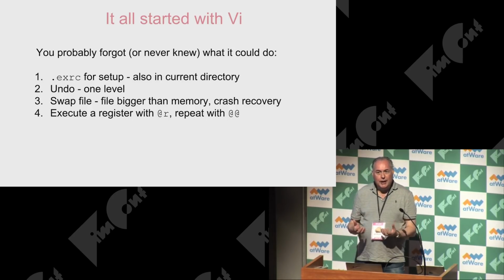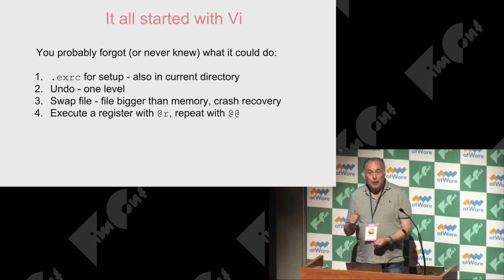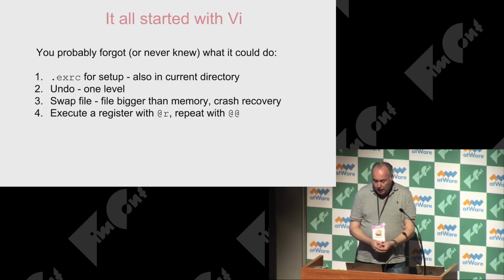So you had some settings and a startup file, or exrc file. Undo was there, but it's only one level. You go back one step and then forward again. There was actually a swap file, not so much because it's such a nice thing to have, but the memory was so limited that to be able to work on larger text, you needed a swap file. And you could put things in a register and execute it.